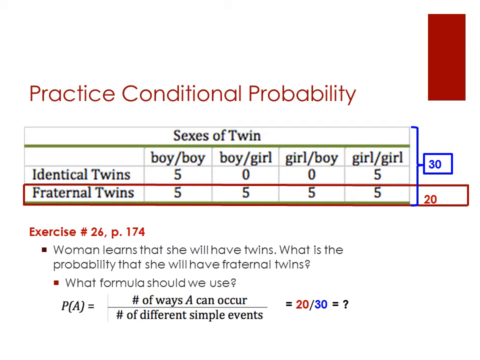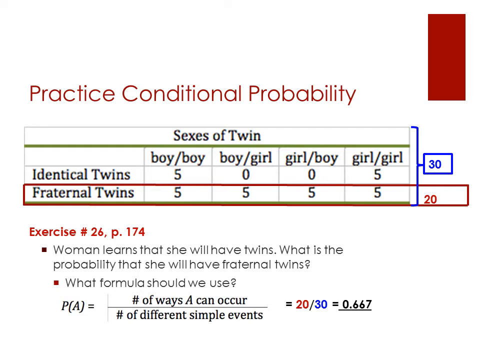Right, here's how they should be plugging in. So 20 is the number of ways that one can have fraternal twins, as we've summed that up across the side there, and 30 is the total number of different ways that one could have twins. So when we divide 20 by 30, we get 0.667.